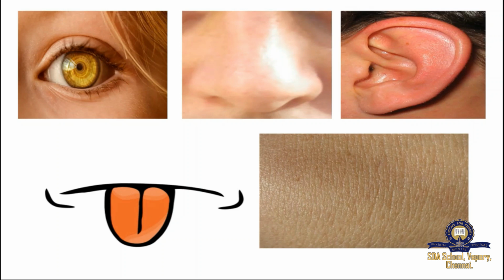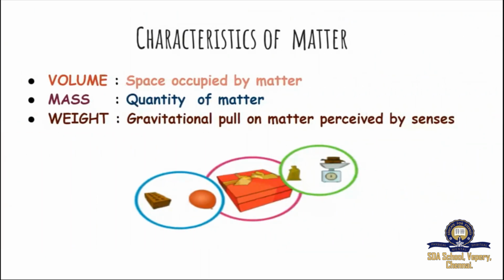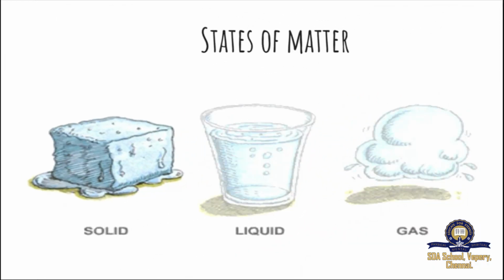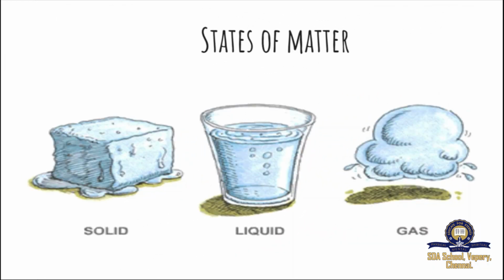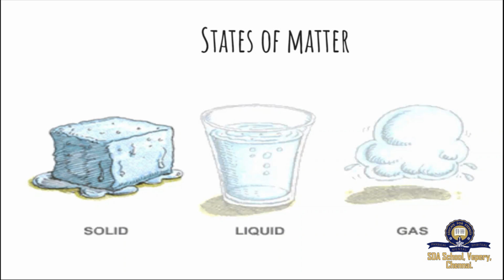Now we will see the characteristics of matter. Anything that occupies volume, mass, weight. Volume is space occupied by matter. Mass is the quantity of matter. Weight is the gravitational pull on matter, perceived by senses. Next, we will discuss the states of matter. As we know already, matter exists in states of matter.